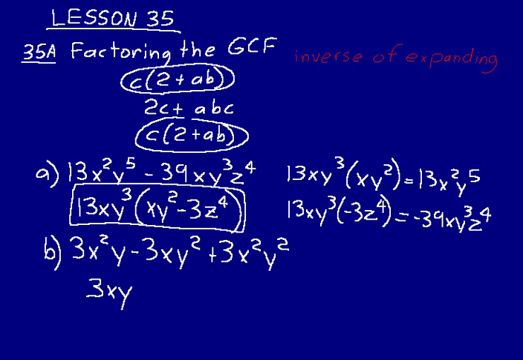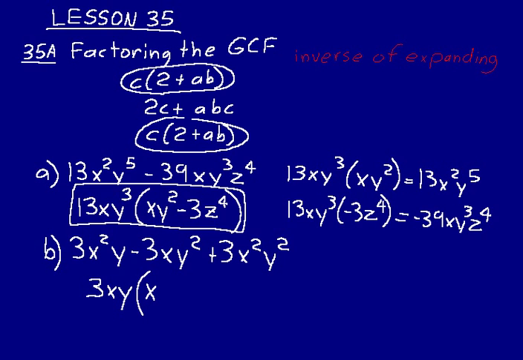And so then we put some parentheses up here. And then we think about our first original term there, the 3x squared y. And we think, what would we multiply the greatest common factor by to get back to 3x squared y? Well, it would just be an x, right? Because 3xy times x is equal to 3x squared y. So we just have an x there.